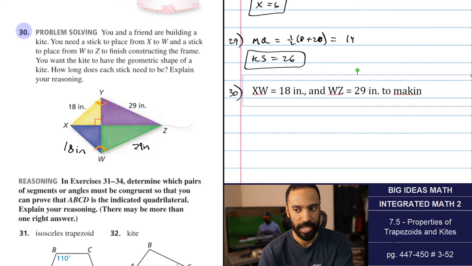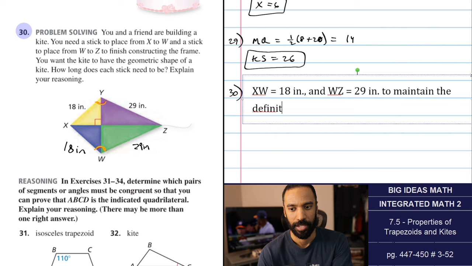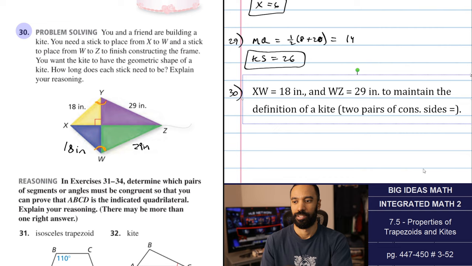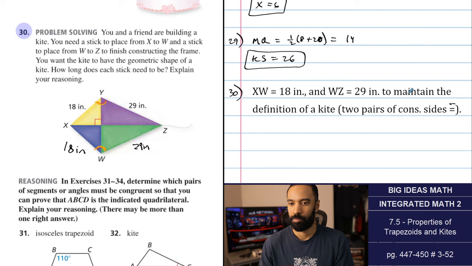To maintain the definition of a kite, two pairs of consecutive sides congruent. All right. Pretty straightforward. I don't like when they ask me to explain because it's like, well, because kite.